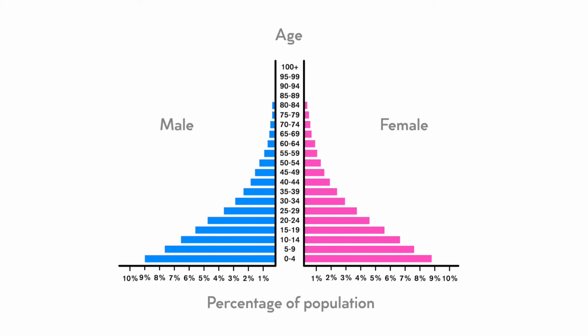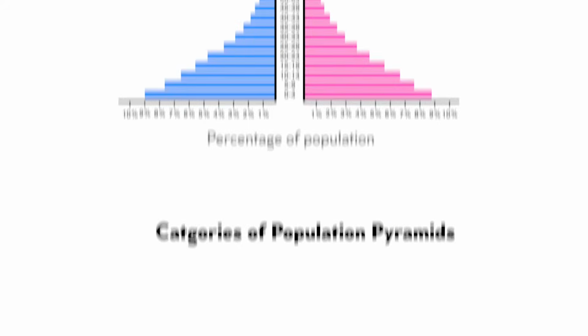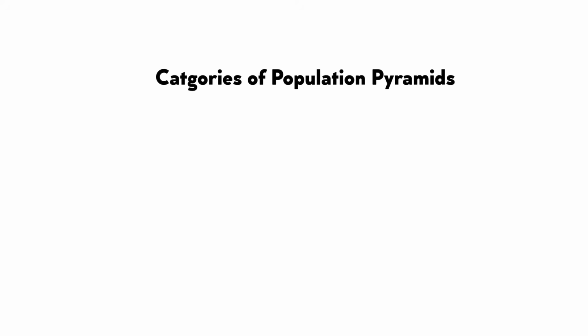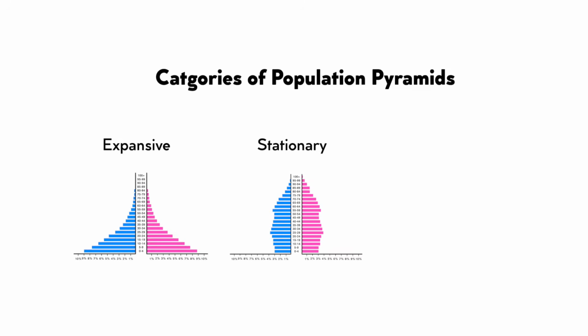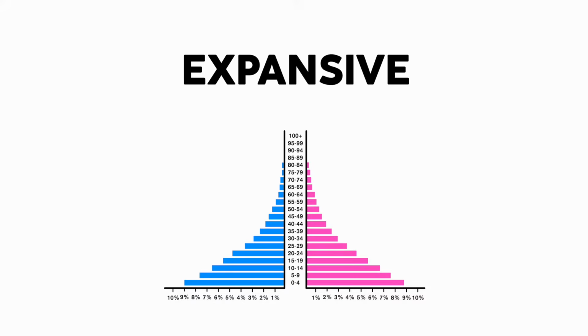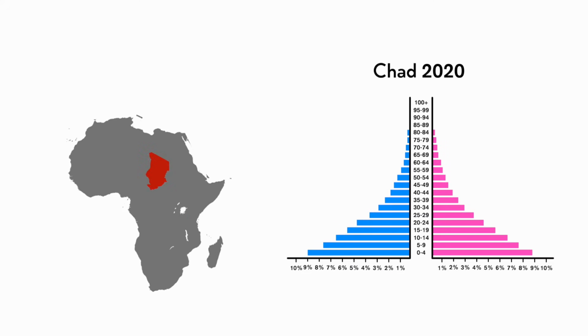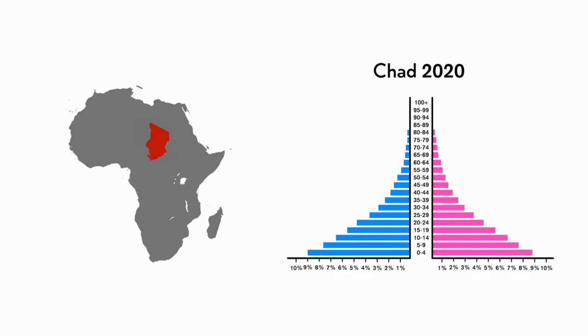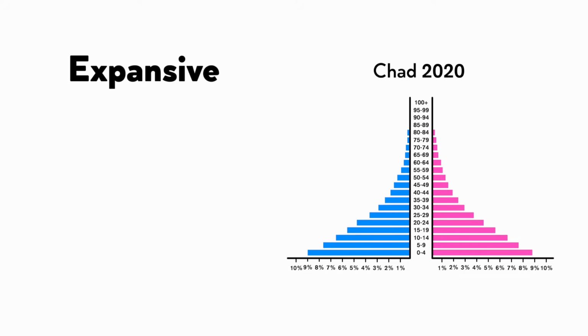Now that we can read a population pyramid, let's talk about the different categories of population pyramids. There are 3 of them, and they are expansive, stationary, and constrictive. The first type is an expansive population pyramid. This one shows the population of Chad, a country in Africa. That word expansive in this case means the population is expanding or growing, and this is because each new generation is bigger than the one before it.